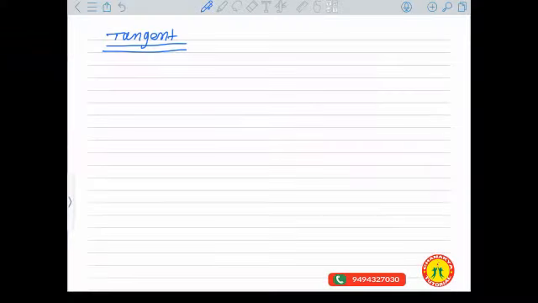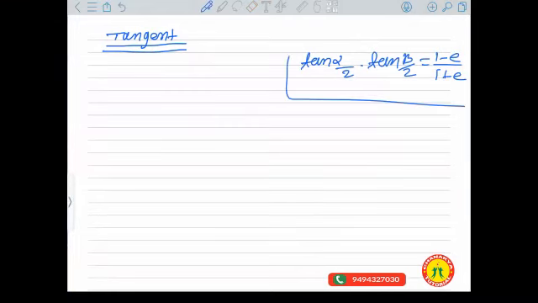बोला लास्ट क्लास में आई थिंक मैंने ये प्रूफ किया था tan(α/2) into tan(β/2) equal to (1 − e) upon (1 + e), right? इसी को प्रूफ किया था ना.